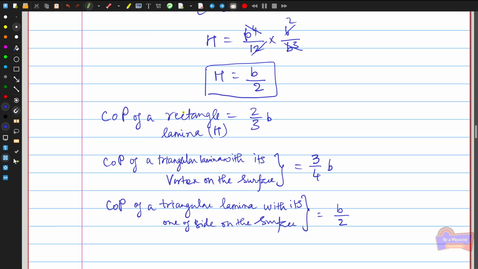Therefore the center of pressure of the rectangular lamina is equal to 2 by 3 times b, and the center of pressure of the triangular lamina with its vertex on the liquid surface is equal to 3 by 4 times b, and finally the center of pressure of the triangular lamina with one side on the surface of the liquid is equal to b divided by 2. So using these formulas, we can easily find the center of pressure of geometries like the rectangle as well as the triangle in the given liquid.